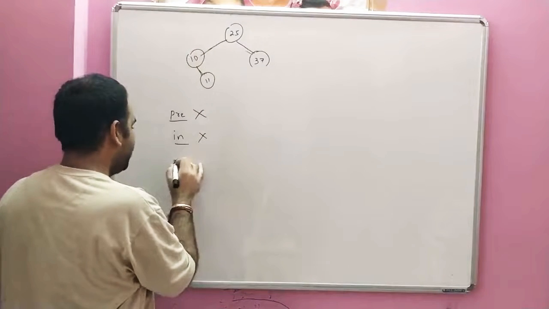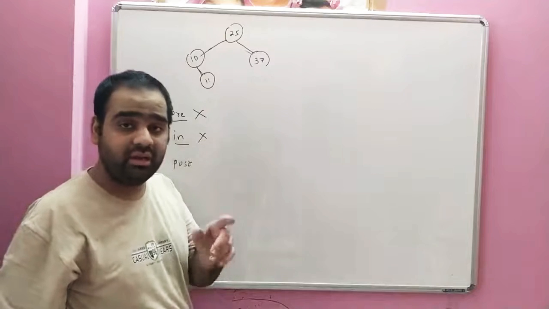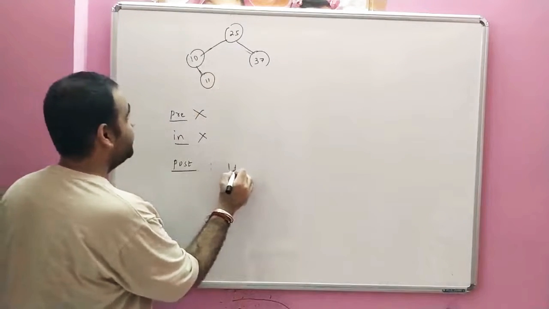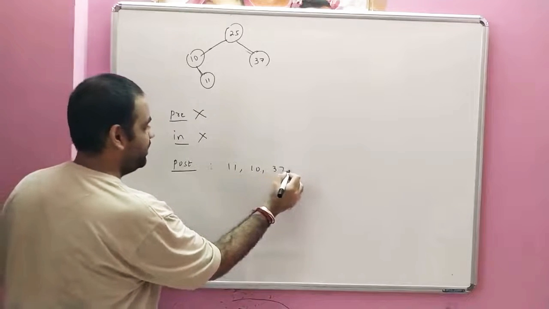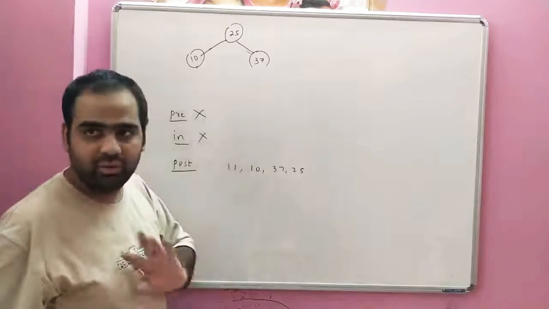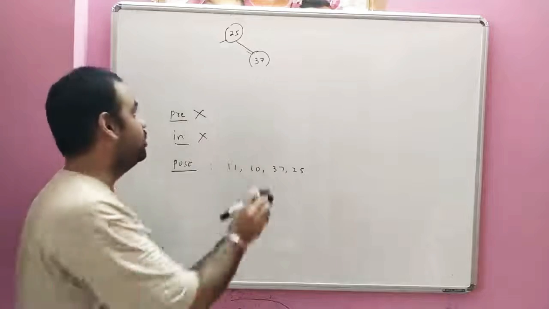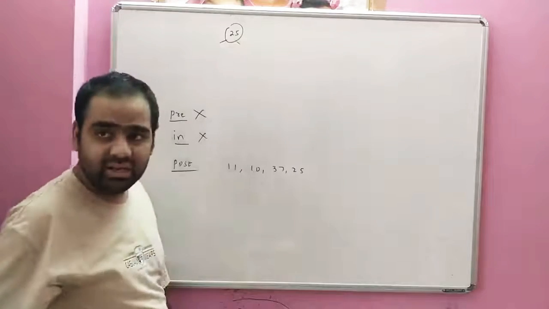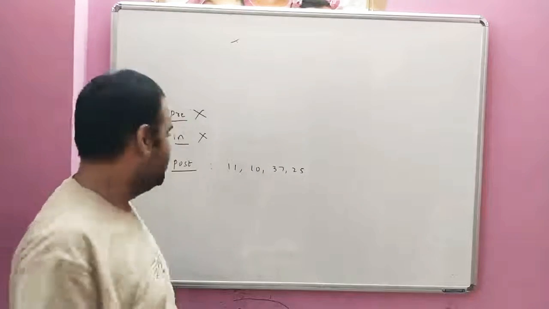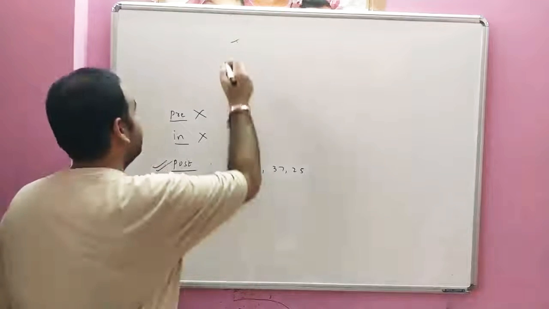Next, the question comes, can I use post-order traversal of the tree? Now, what is post-order traversal of the tree? Left, right, root. Now, in this case, what is post-order traversal? If I write, it is 11, 10, 37, 25. This is the post-order traversal. Now, if I delete 11, do I lose any pointer? No. If I delete 10, do I lose any pointer? No. If I delete 37, do I lose any pointer? No. At last, if I delete 25, that's it. Therefore, the deletion of the tree has to be done with post-order traversal.